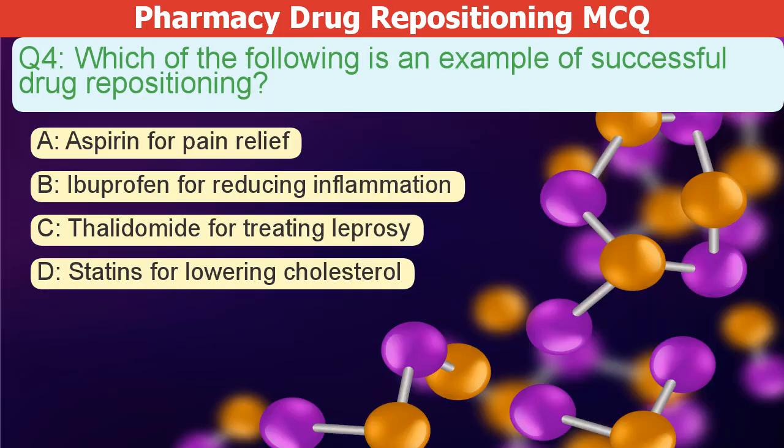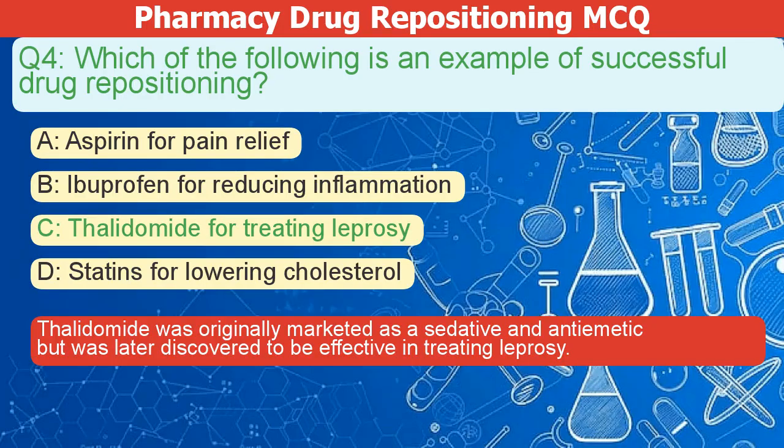Which of the following is an example of successful drug repositioning? A. Aspirin for pain relief. B. Ibuprofen for reducing inflammation. C. Thalidomide for treating leprosy. D. Statins for lowering cholesterol. The correct answer is C. Thalidomide was originally marketed as a sedative and antiemetic, but was later discovered to be effective in treating leprosy.